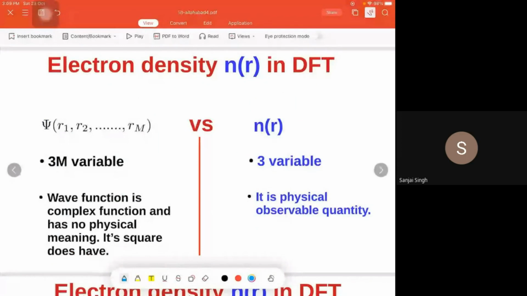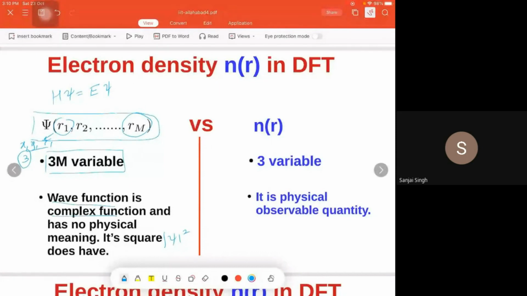We saw that if you solve the Schrödinger equation, like we have seen yesterday, you get the wave function, where R1 actually has three variables, X1, Y1, and Z1. So if you have m electrons, you will have 3m variables. The wave function itself is a complex function, so it has no physical meaning. But if you take the square of it, it may have some meaning. It will tell you the probability of finding an electron at R1 and simultaneously the second electron at R2 and so on.